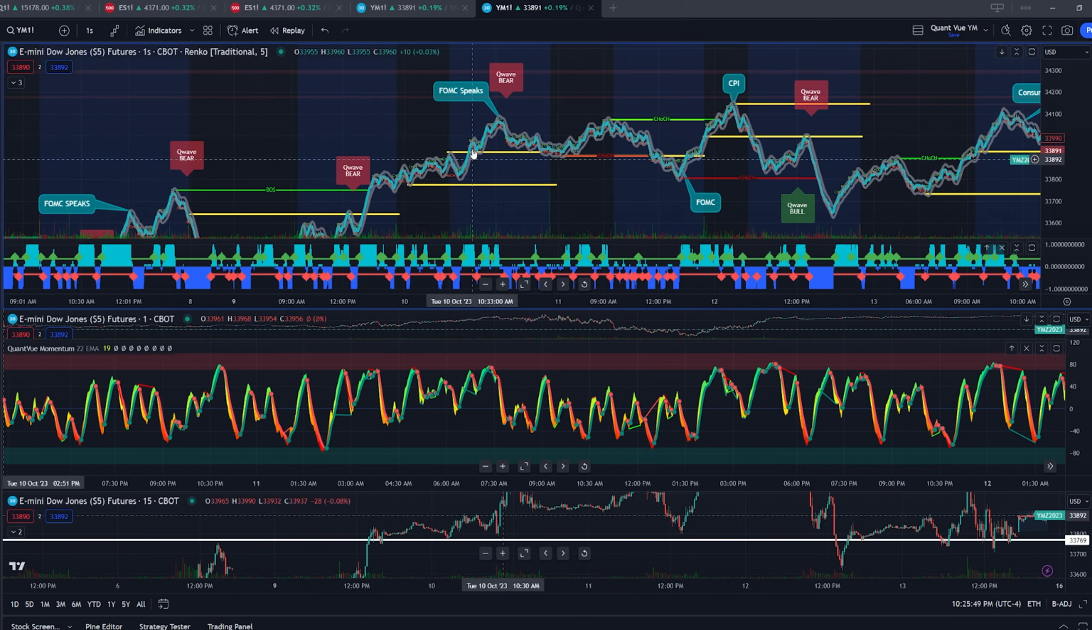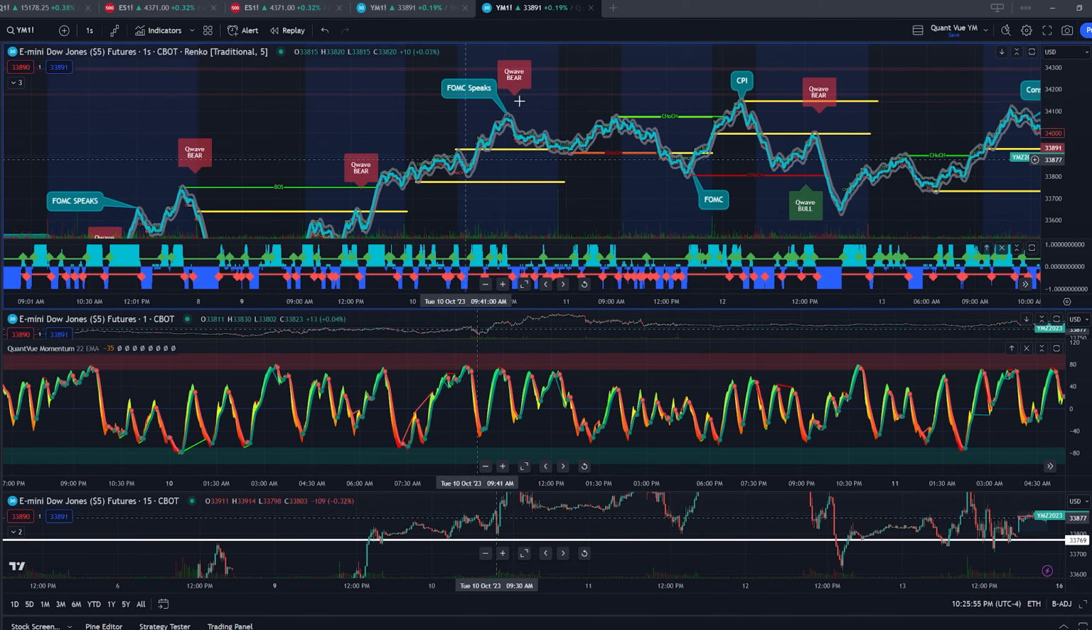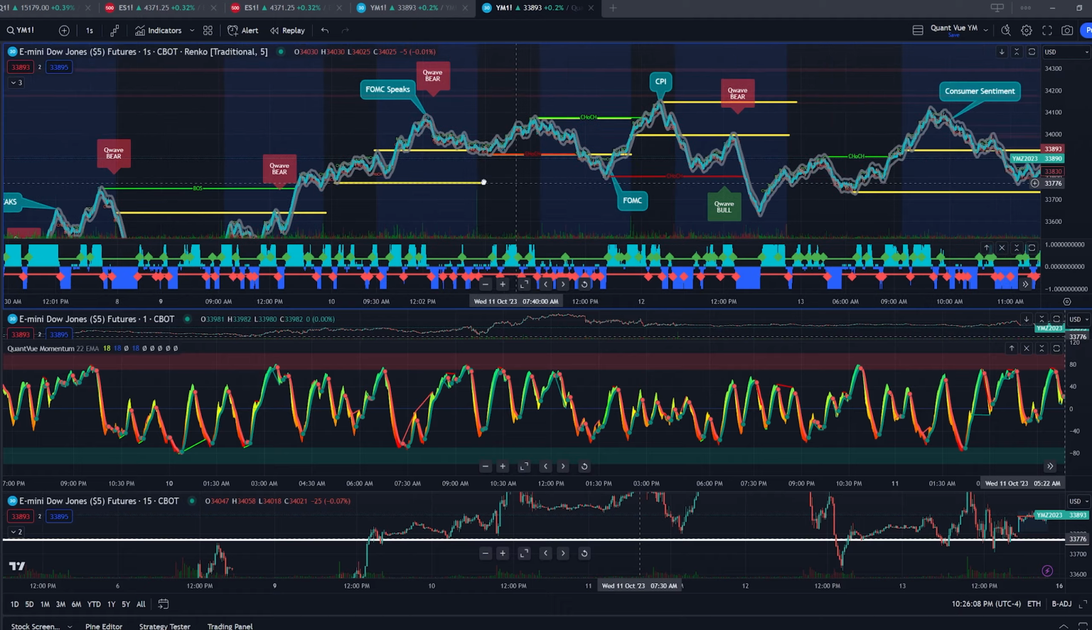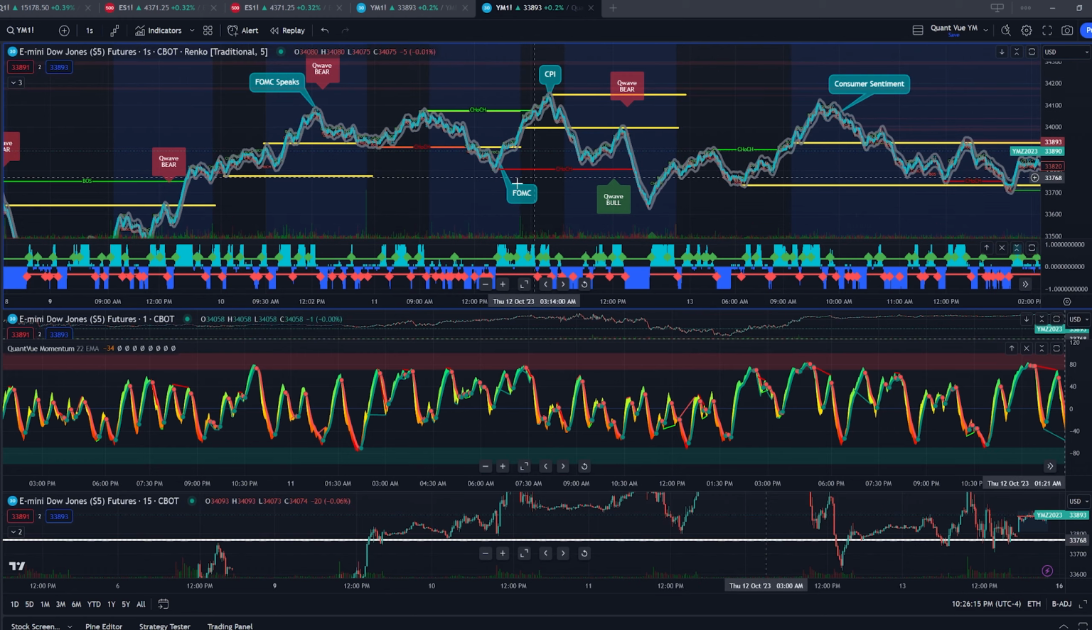So I'm going to go over the rest really briefly. Notice that we don't have any Q wave bull or Q wave bear signals going into the FOMC speaks. Now, once FOMC speaks and you see downward momentum, we get the Q wave bear signal, where we're going to ride it to the yellow line. Overnight, we have an interesting kind of chopping. We get no signals going into this FOMC.